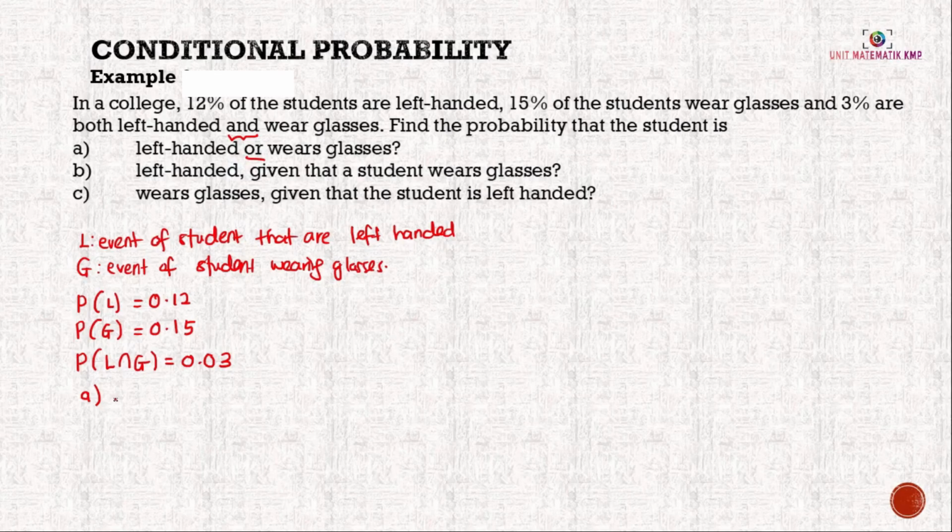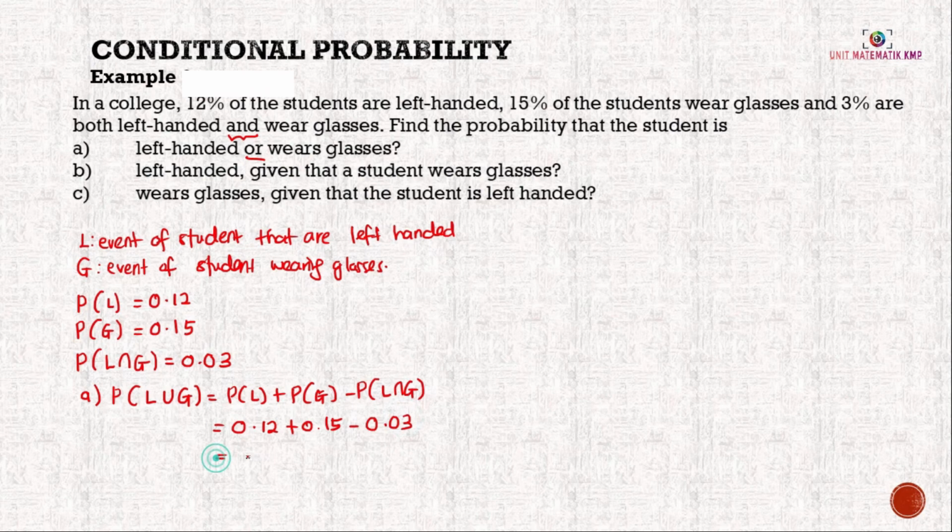Okay, now we want to find the probability that a student is left-handed or wears glasses. So or means union. So probability of L union G. So use the addition probability rule, P(L) plus P(G) minus P(L intersect G). So we have 0.12 plus 0.15 minus 0.03, and then we can get 0.24.